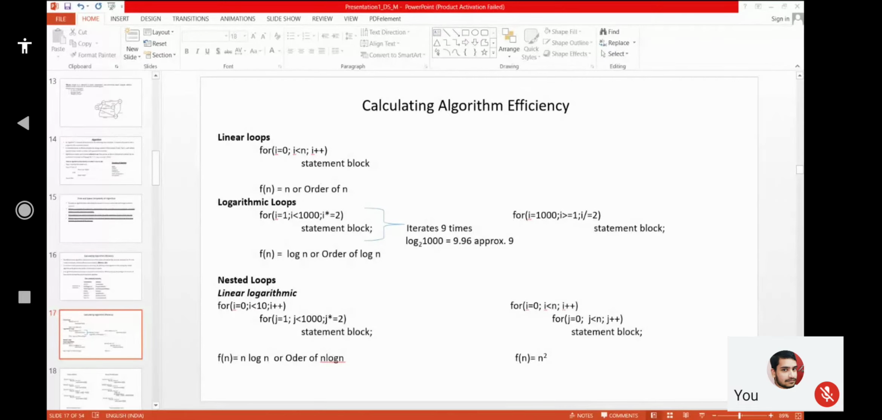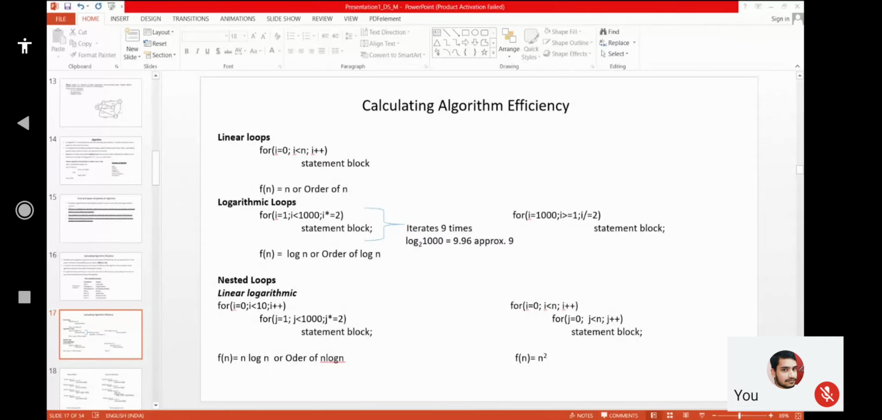So we can say the outer loop takes n time, and the inner loop takes log n time. So as a whole, we can say the time complexity of that loop is order of n log n.